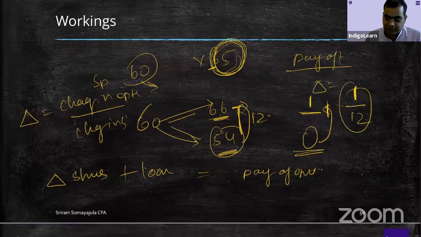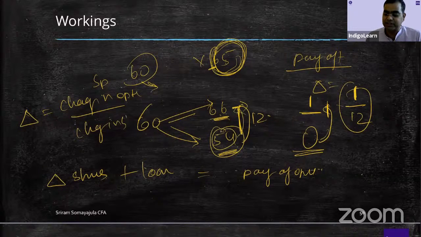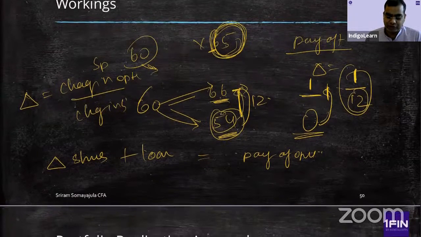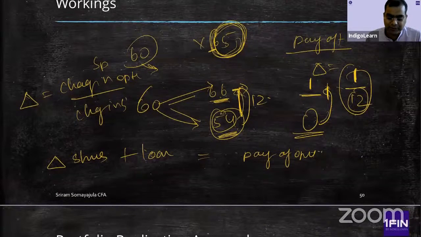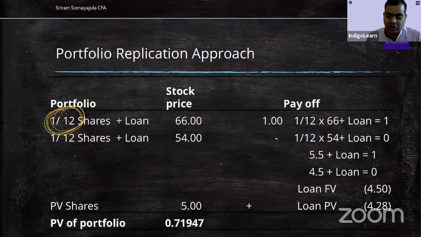That is, when the stock price is moving from 54 to 66, that is, it has moved up by 12 rupees, your option payoff is changing from 0 to 1. That is, 1 is the change in the price of the option, 12 is the change in the price of the stock. So you've got a delta of 1 by 12. So here you purchase 1 by 12 shares and also take a loan. How much loan? We will figure out. Okay.